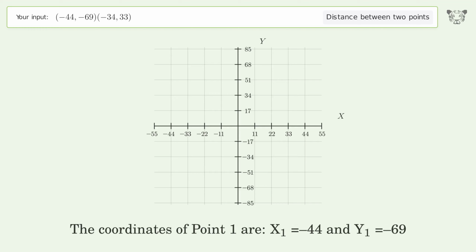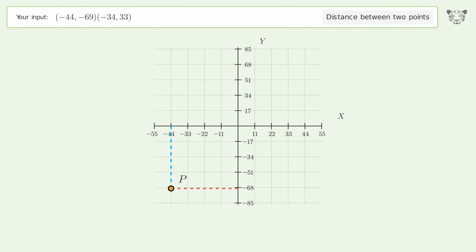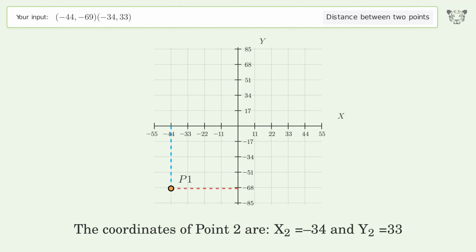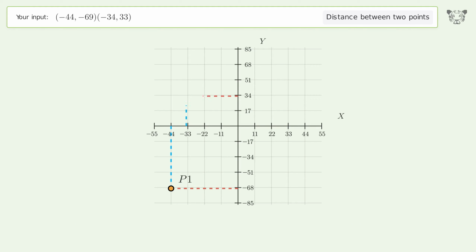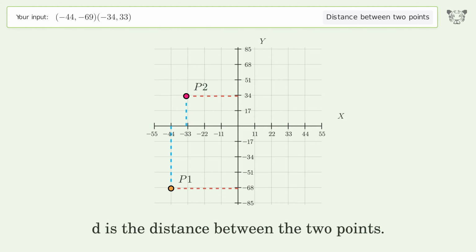The coordinates of point 1 are x1 equals -44 and y1 equals -69. The coordinates of point 2 are x2 equals -34 and y2 equals 33. D is the distance between the 2 points.